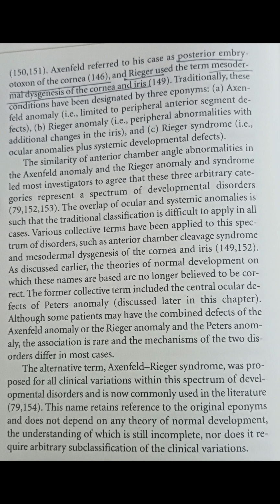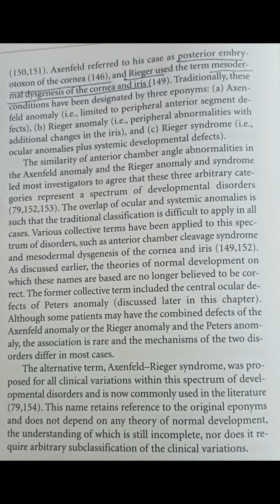The similarity of anterior chamber angle abnormalities in the Axenfeld anomaly and the Rieger anomaly and syndrome led most investigators to agree that these three arbitrary categories represent a spectrum of developmental disorders. The overlap of ocular and systemic anomalies is such that the traditional classification is difficult to apply in all cases. Various collective terms have been applied to this spectrum of disorders, such as anterior chamber cleavage syndrome and mesodermal dysgenesis of the cornea and iris.